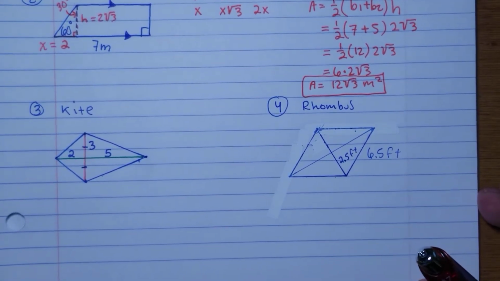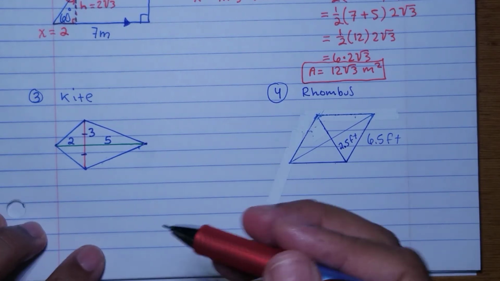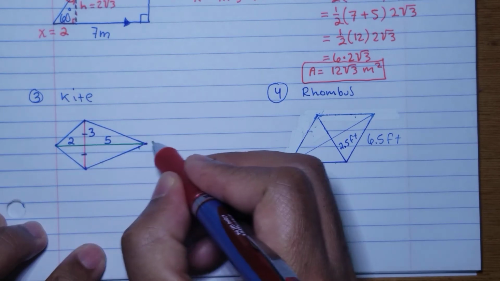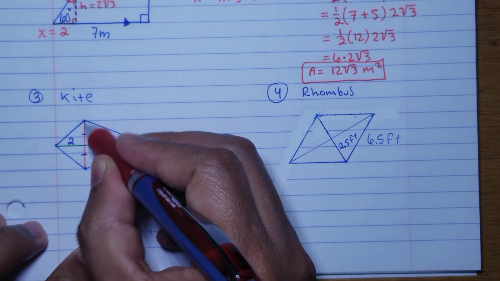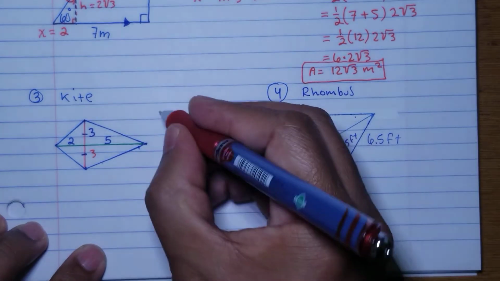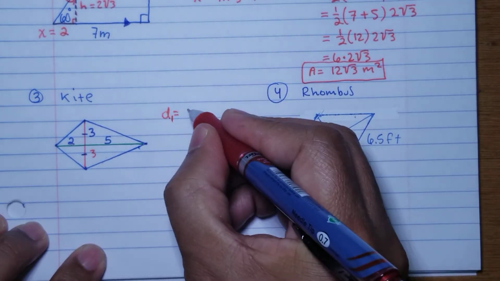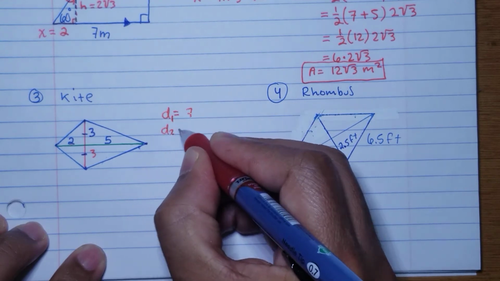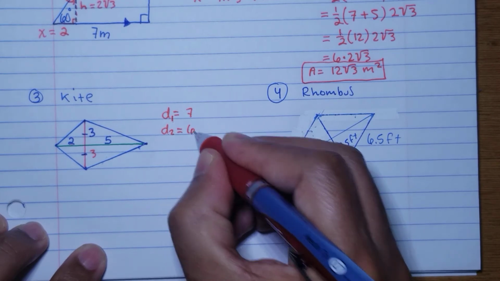Okay, on these last two examples, one is going to be for a kite and the other one will be for a rhombus. Okay, so for a kite, don't forget that this diagonal always bisects the shortest diagonal. So since this segment is 3, then this one is 3. Okay, so diagonal 1, let's say it's this one here, that's going to be equal to 7, and diagonal 2 is going to be the sum of these two segments here, so that's going to be equal to 6.